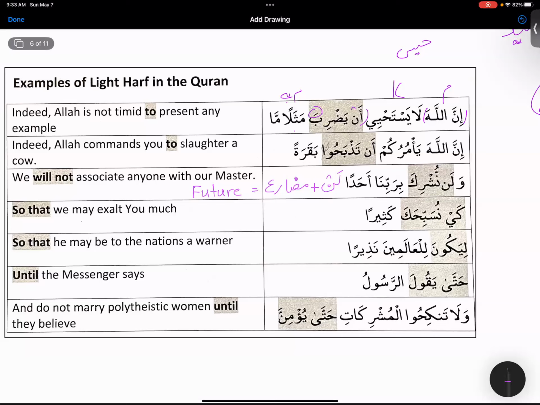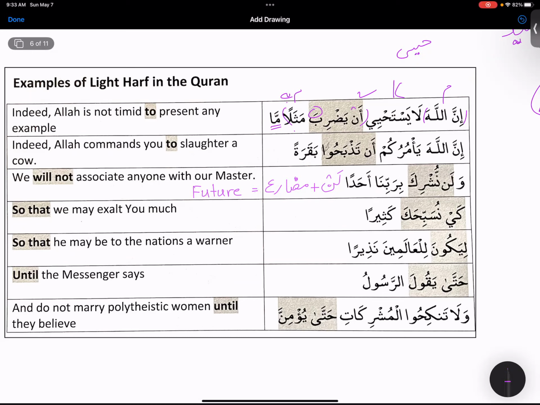So, indeed, Allah subhanahu wa ta'ala is not shy, an yadriba, that He explains or gives an example, masalan, example, ma, of what? Of whatever He wishes. Right? So, an yadriba, we're going to say, an is harfu nasibatul mudariya, yadriba, we're going to say, felun mudariyun mansubun bi an, and failuhu huwa. And then masalan is what? Mufulun bihi. And this ma is basically ma musula, and we are not going to go there because you guys didn't learn about it. Okay? So just stay with masalan.